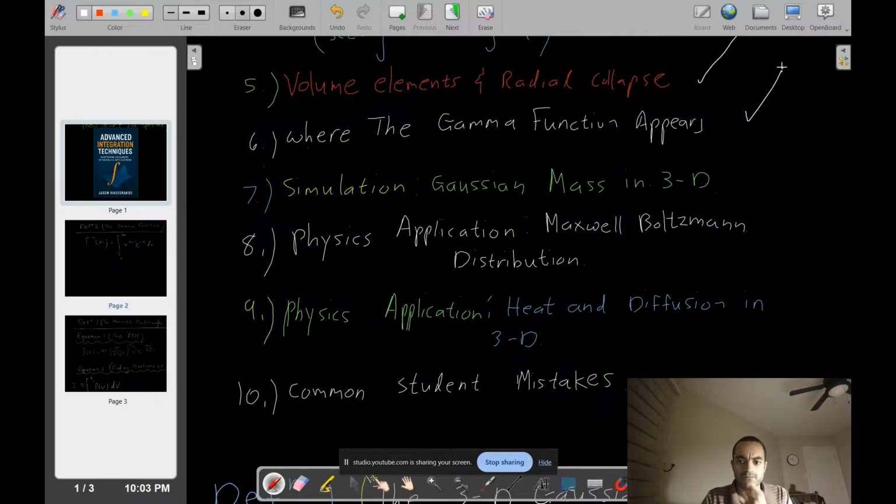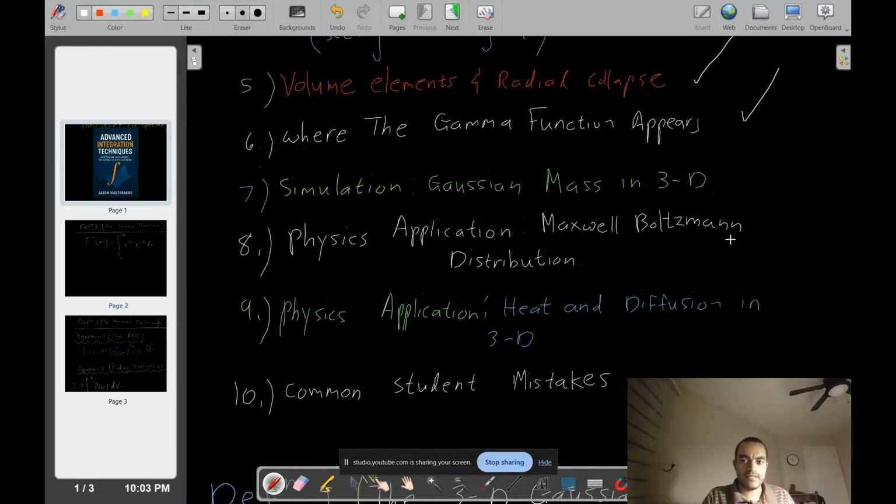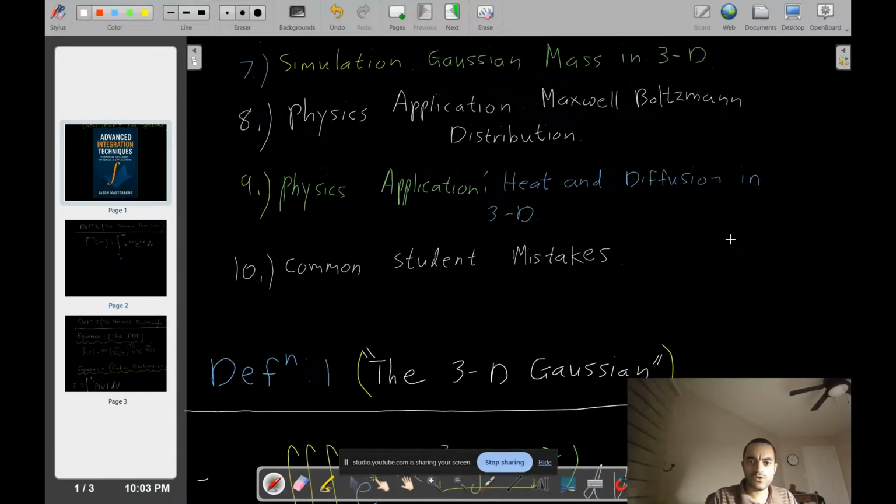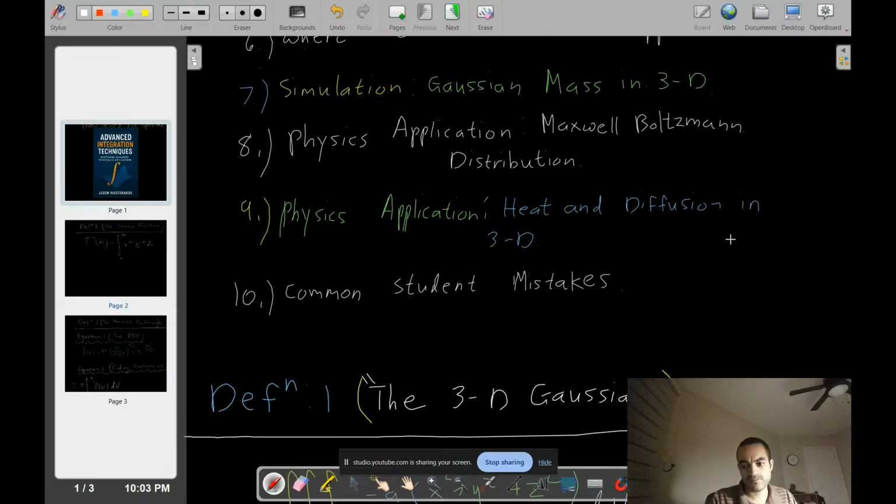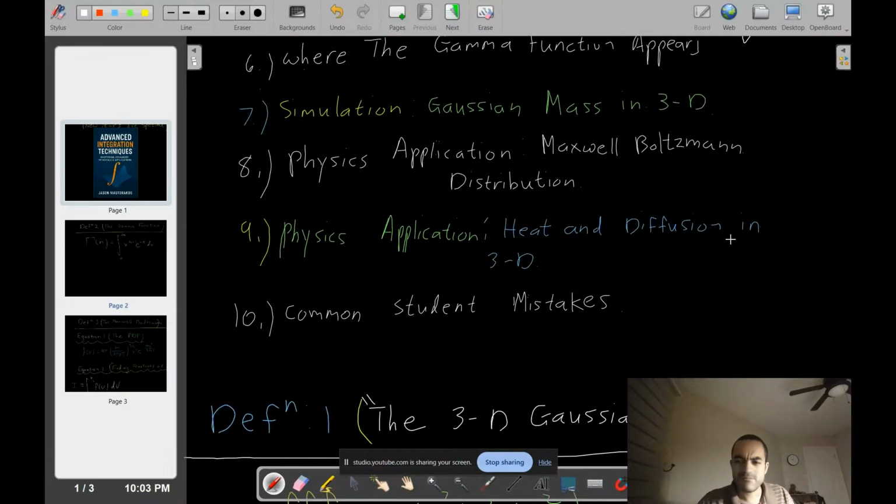We talked about that. The gamma function appears. We're going to look at the Gaussian as a mass in 3-dimensional space. So the Gaussian is mass in 3-dimensional space. What do I mean by that?